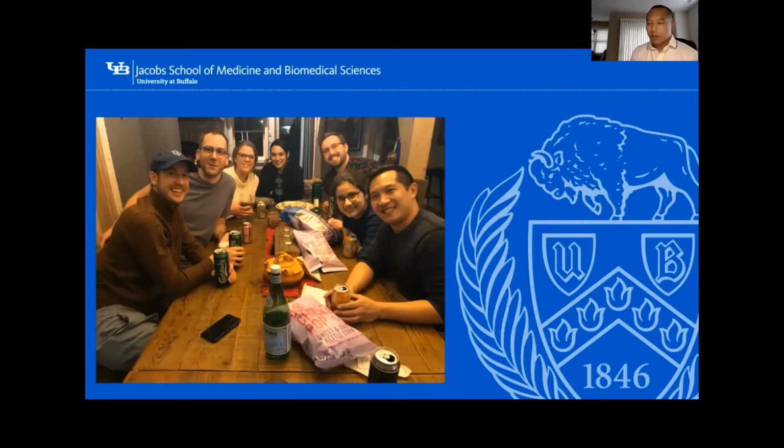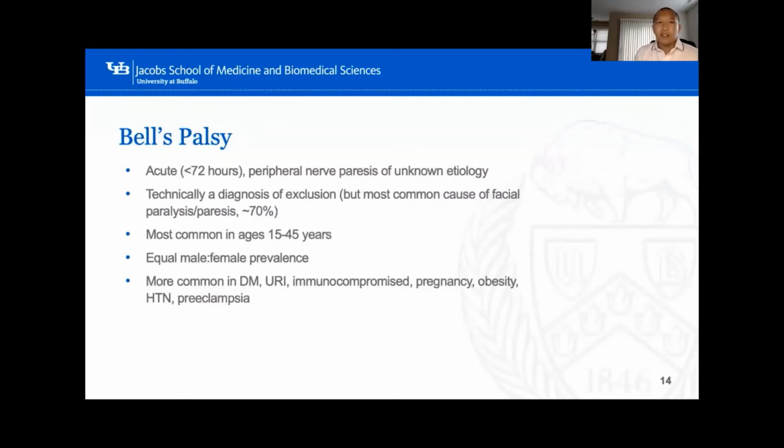So like I said, Bell's palsy, idiopathic in nature. You have to say it's an acute onset, less than 72 hours. It's not an intratemporal lesion or intratemporal pathology, although some people question it because of the decompression. And it most commonly happens in the younger age, 15 to 45 years. No specific gender distribution. And there are some medical comorbidities that it tends to happen more in: diabetes, if you've had a recent cold, pregnancy, you know, the usual stuff.